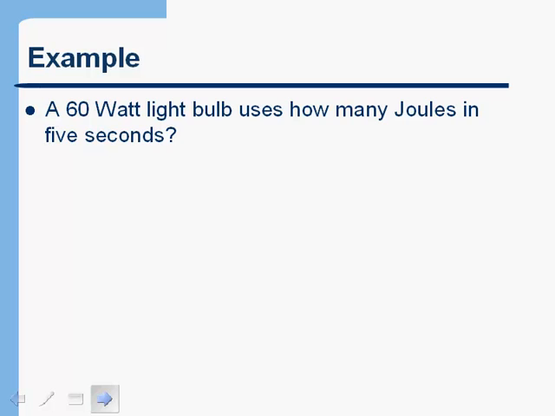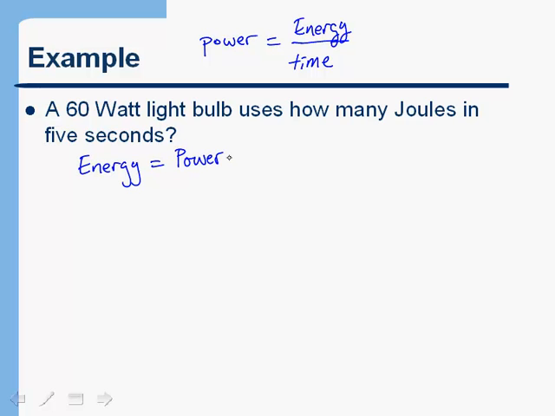So here's our example. A 60-watt light bulb uses how many joules in 5 seconds? Well, this question is simply trying to get at the fact that power is equal to energy over time. And to flip that around, we can see that energy is equal to power times time.